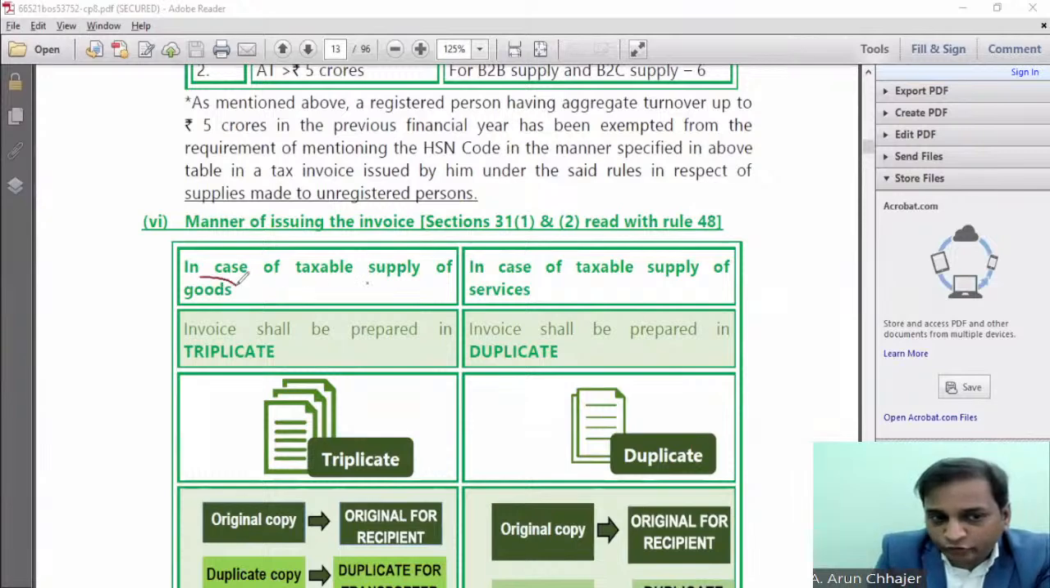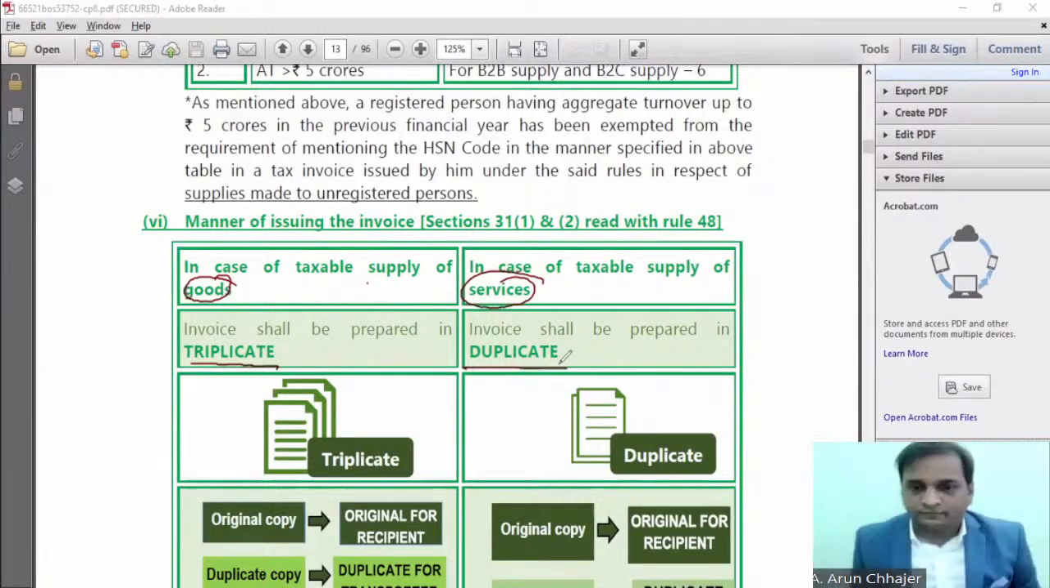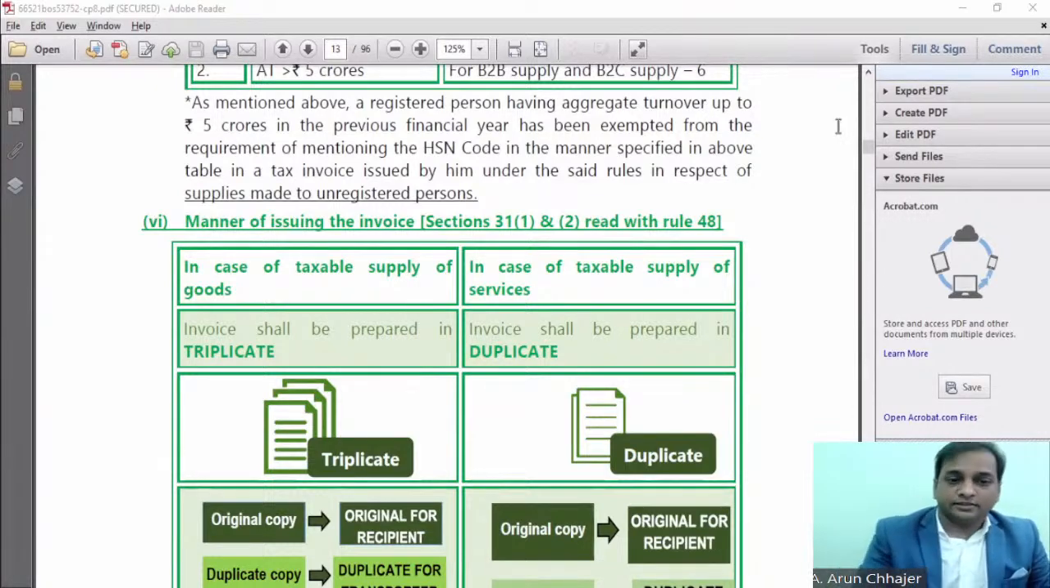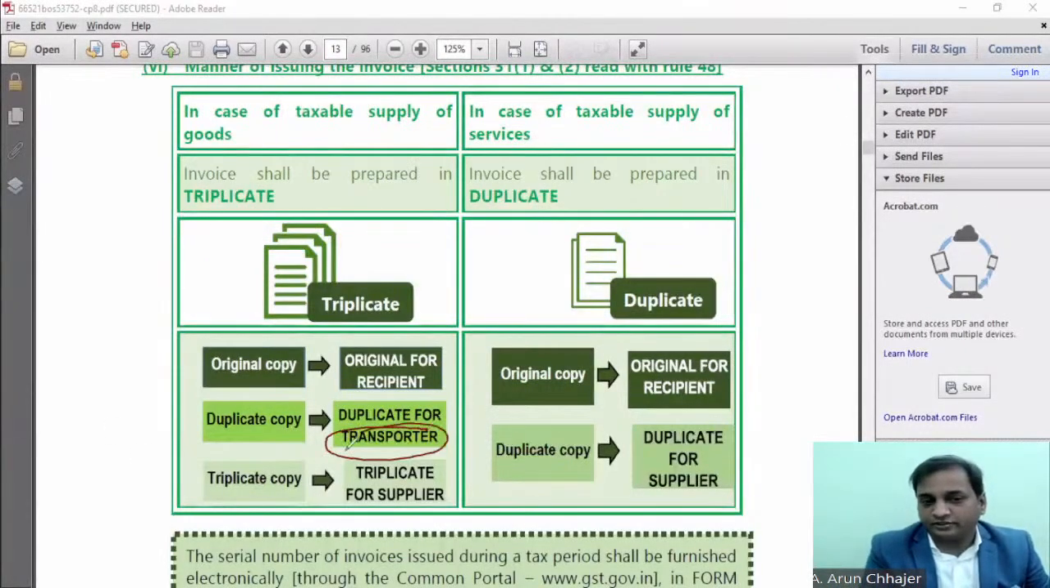If it is goods, you have to issue the invoice in triplicate. If it is a service, you have to issue the invoice in duplicate. Simple. If I am making the supply of goods, then I have to issue the invoice in 3 copies. What is the use of the 3 copies? One for supplier, one for customer, one for transporter. Original for customer, recipient, duplicate for transporter, triplicate for supplier. And in case of services, I have to issue the invoice in duplicate, one for recipient and one for supplier. Very simple.